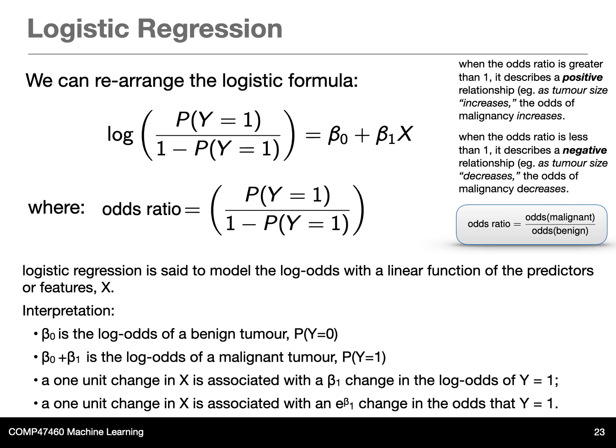When the odds ratio is greater than 1, this describes a positive relationship between the variables. In the case of our tumor dataset, this would imply that as tumor size increases, the odds of a malignancy increases. When the odds ratio is less than 1, this describes a negative relationship. For example, as the tumor size decreases, the odds of malignancy decreases.